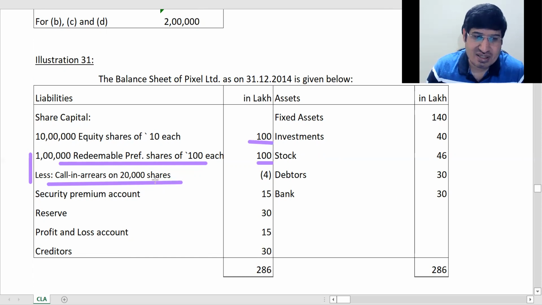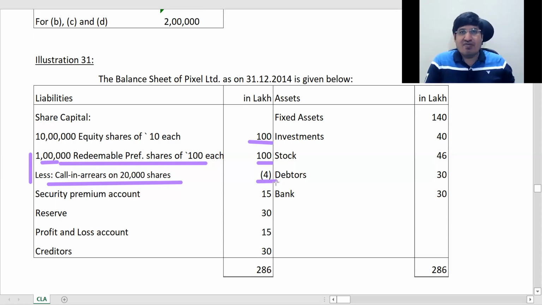So calls in arrears on 20,000 shares. So total how many shares are there? 1 lakh. Out of 1 lakh, 20,000 have calls in arrears. We know that you cannot redeem shares which are not fully paid. Okay. So this 20,000 we will not redeem unless you have been specifically given anything about the calls in arrears part. Only then should you make an entry for that. Otherwise, just assume that these shares are not redeemed. Just give a note on these things. Always good.